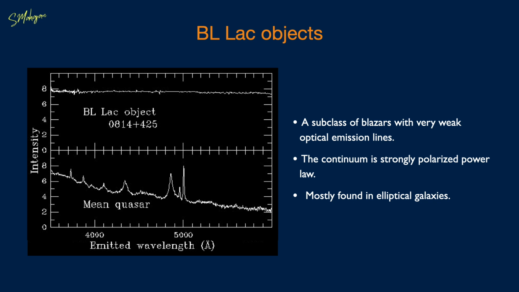Lacerta, which literally means the lizard. Deep images have now confirmed that 90% of BL-lac objects, including the prototype BL-lac, are the nuclei of elliptical galaxies. Most BL-lac objects have very weak or absent emission lines in their spectra, as a result of which their redshift remains unknown. The spectra of BL-lac objects are also characterized by a strongly polarized power-law continuum.